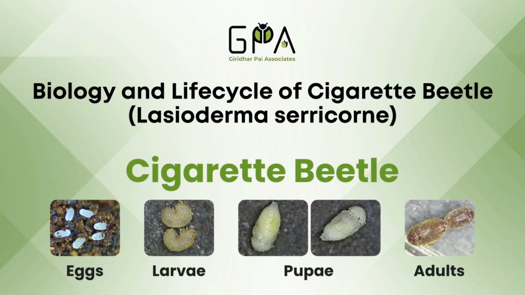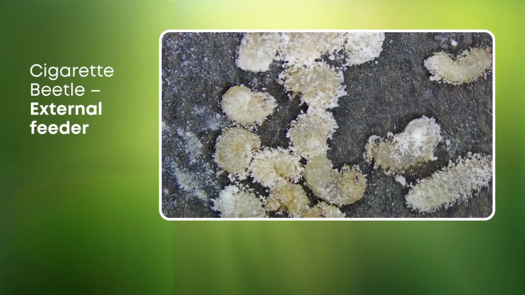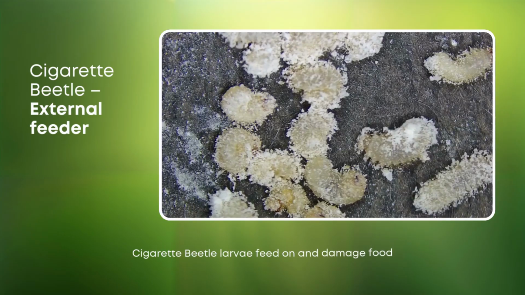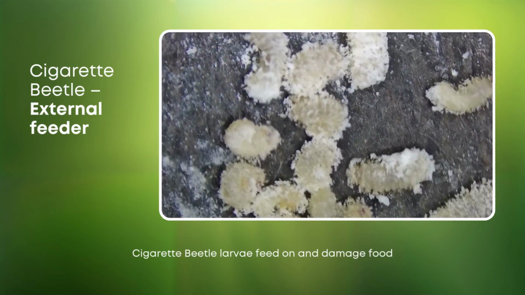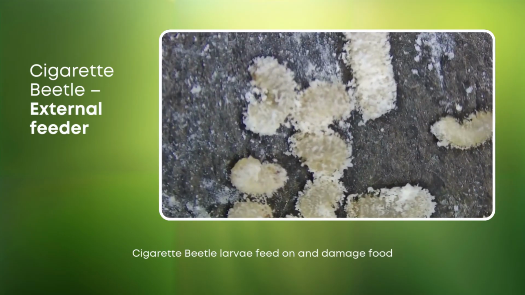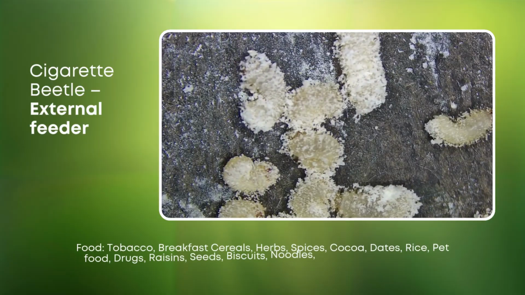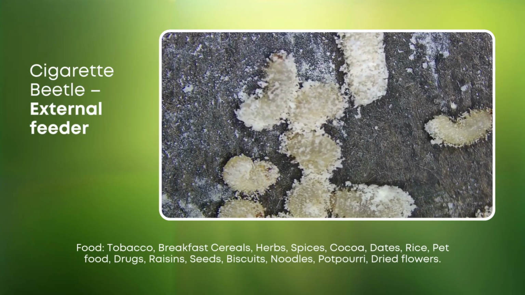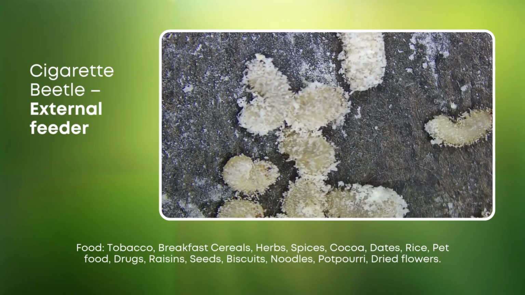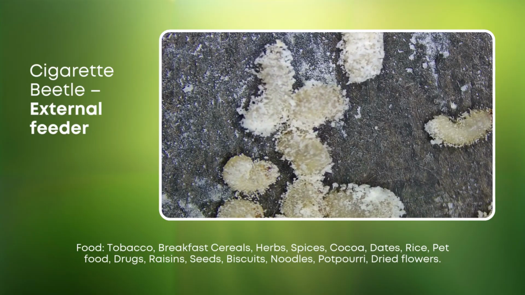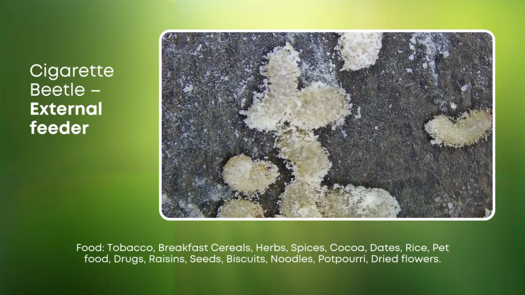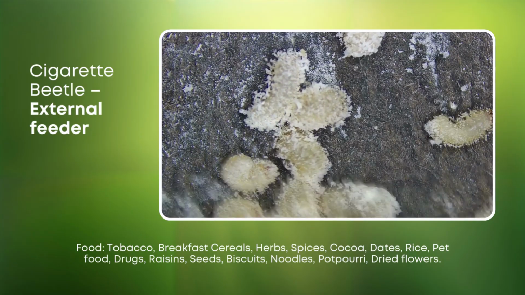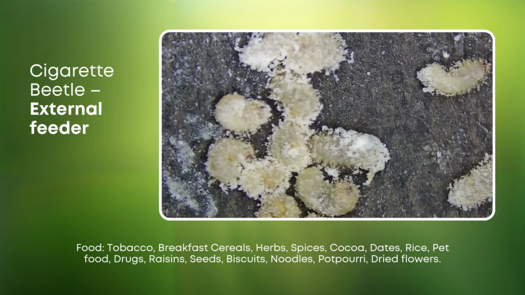Lasioderma serricorne, or the cigarette beetle, is also known as the tobacco beetle and is from the Anobiidae beetle family. The cigarette beetle is an external feeder which damages grains externally and derives its name from infesting processed and unprocessed tobacco. The cigarette beetle infests a wide variety of products, including tobacco, breakfast cereals, herbs, spices, cocoa, dates, rice, pet food, drugs, raisins, seeds, biscuits, noodles, potpourri, and dried flowers.